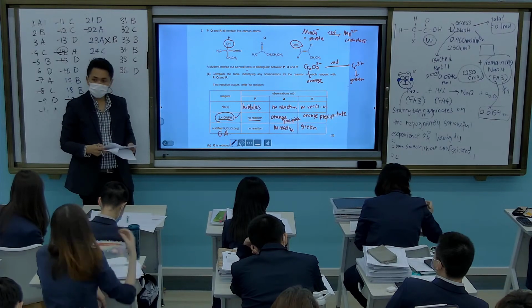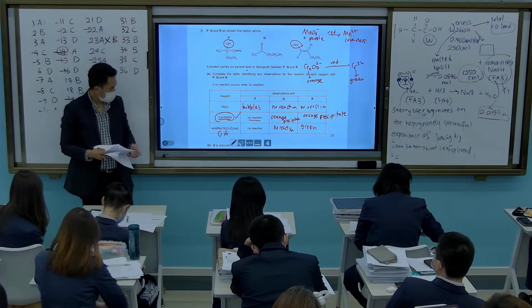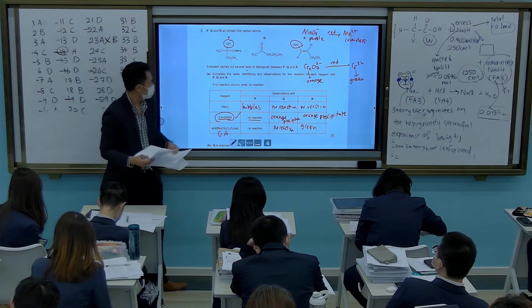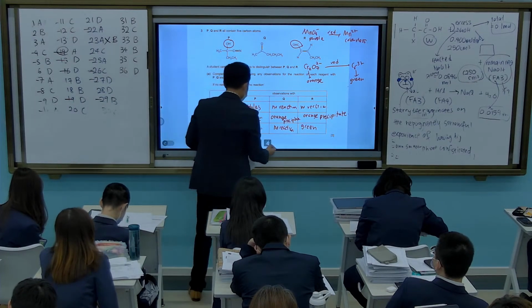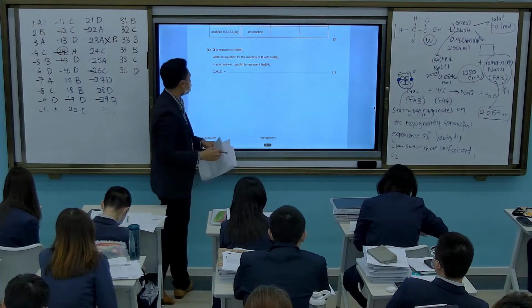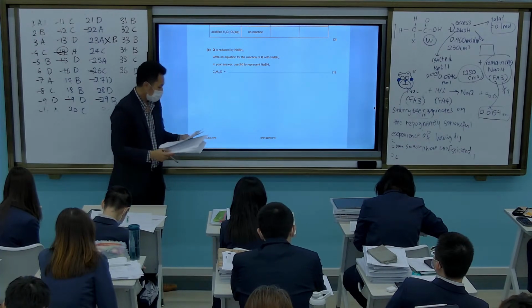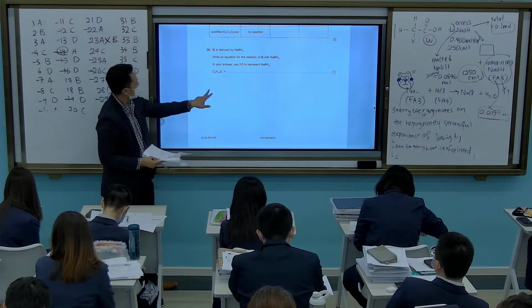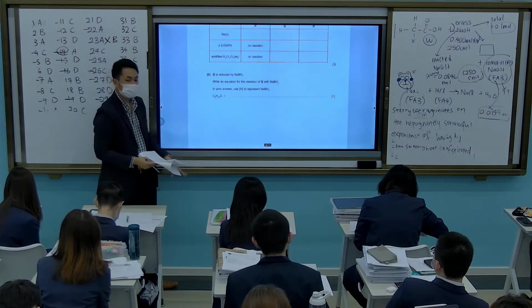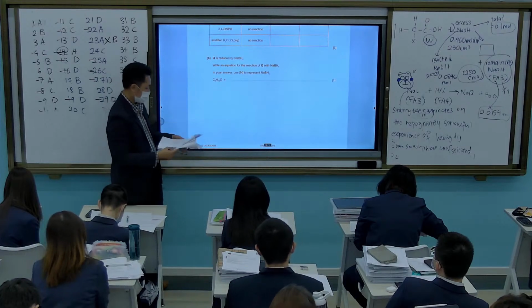Okay, any issues? Now, let's take a look at the next question, which is part B. Q is reduced to what? So what is Q here? It's a ketone, so it can be reduced to a secondary alcohol, right?